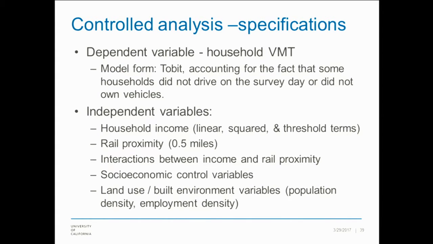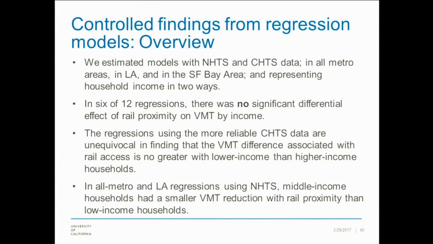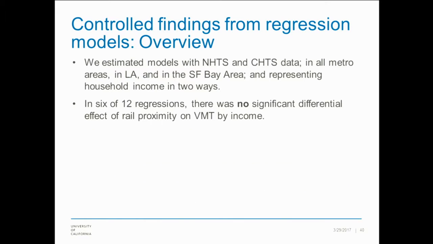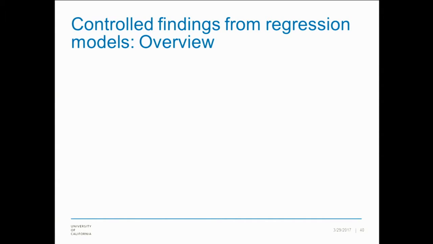All right, Maggie, if you could go to the next one, which is controlled findings from regression models and overview. And Maggie, if you wouldn't mind going bullet by bullet for this one. So to start with just the title, we estimated models with, Maggie, would you mind just showing the title, and let's go bullet by bullet because it'll be a little bit easier for people to follow.